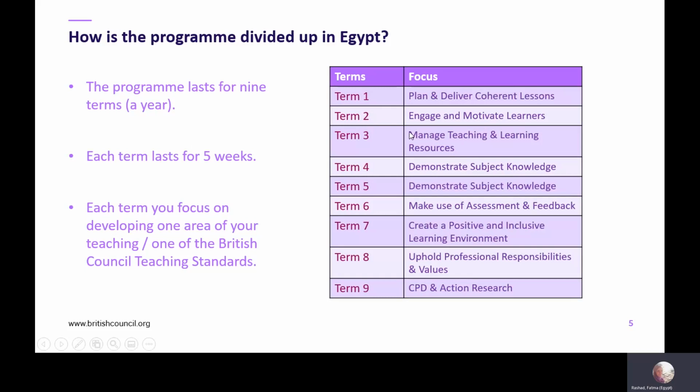For example, in term 1, you're focusing on plan and deliver coherent lessons. So this is like lesson planning. You'll find that, for example, in terms 4 and 5, you focus on subject knowledge, which is an important area of teaching. Term 7 is creating a positive and inclusive learning environment. So in each term, you focus on one teaching skill or one of the British Council teaching standards.